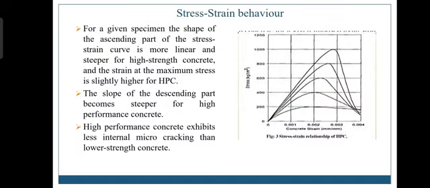Stress strain behavior. For a given specimen, the shape of the ascending part of the stress strain curve is more linear and stiffer for high strength concrete, and the strain at the maximum stress is slightly higher for HPC. The slope of the descending part becomes steeper for high performance concrete. High performance concrete exhibits less internal microcracking than lower strength concrete.